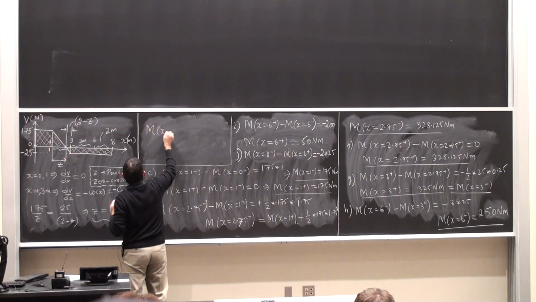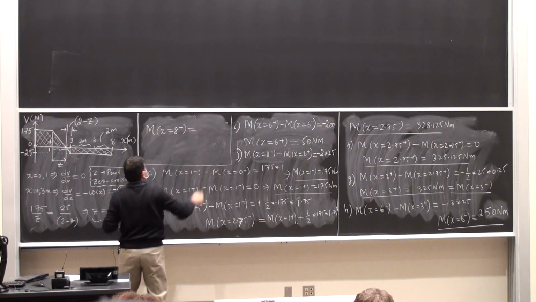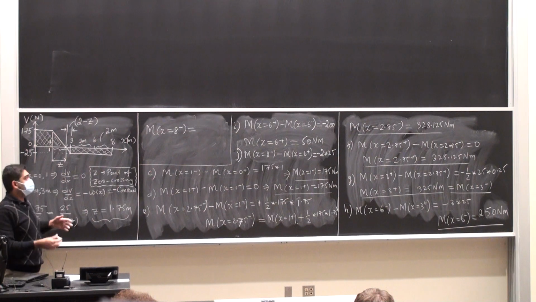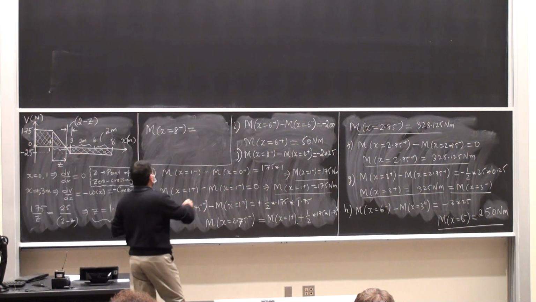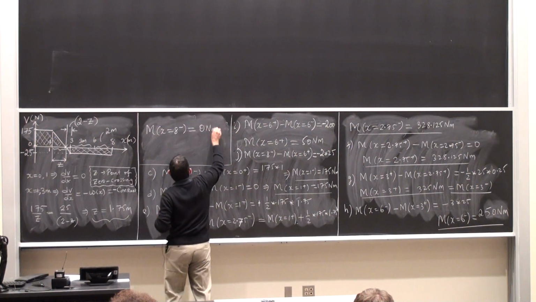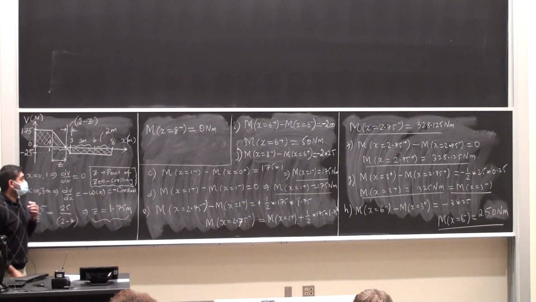So M at x equal to 8 minus is 6 plus is 50, this is minus 50, so they end up becoming equal to 0. So I'm back home, I don't need to bother about 8 plus, it should be the same.